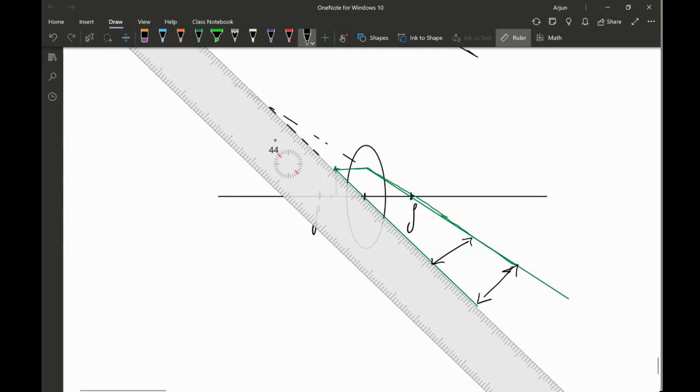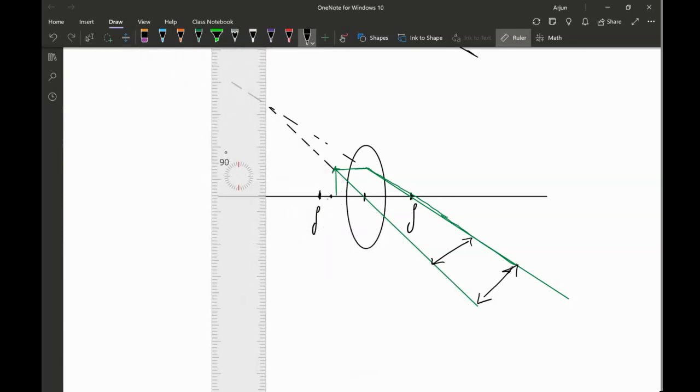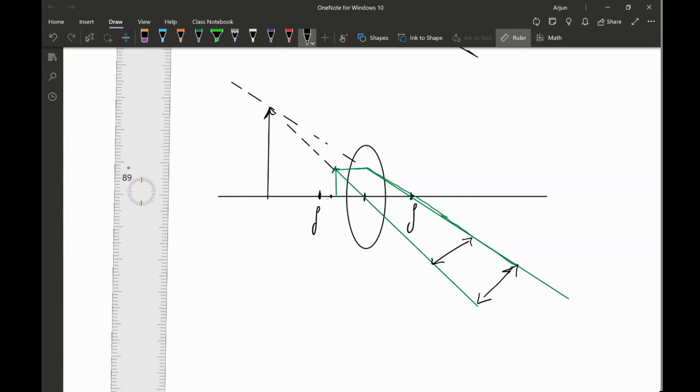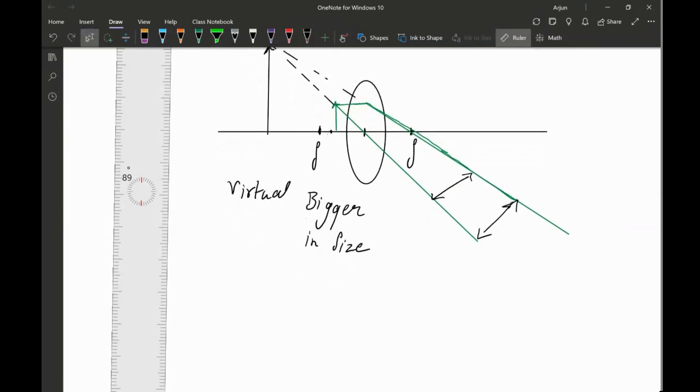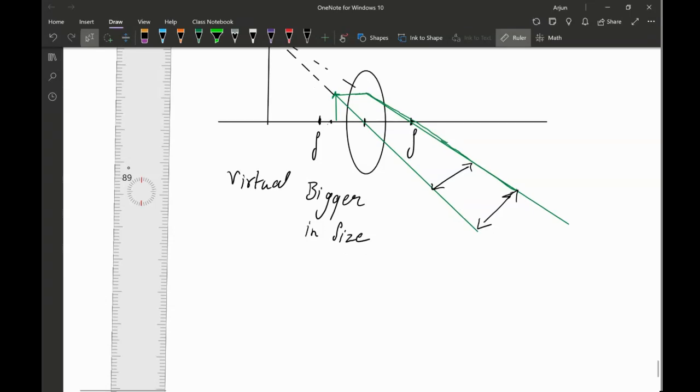So now you might have guessed by now what kind of image is formed. This is a virtual image and bigger in size. Virtual and bigger in size. All right, so these were the different cases for the convex lens or a converging lens.